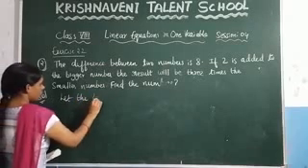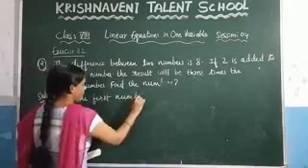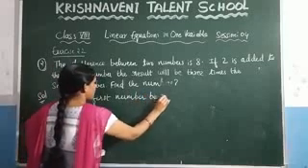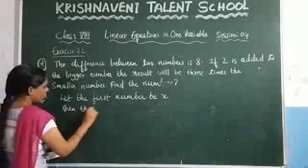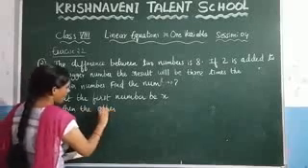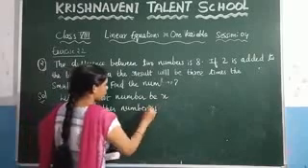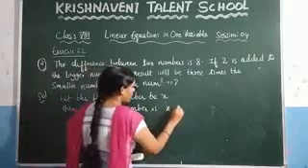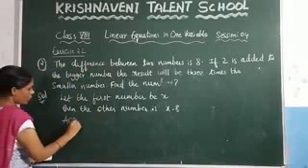Let the first number be x, and the other number, since they have given the difference is 8, so what will be the other number? x minus 8. Now write it here according to the problem.